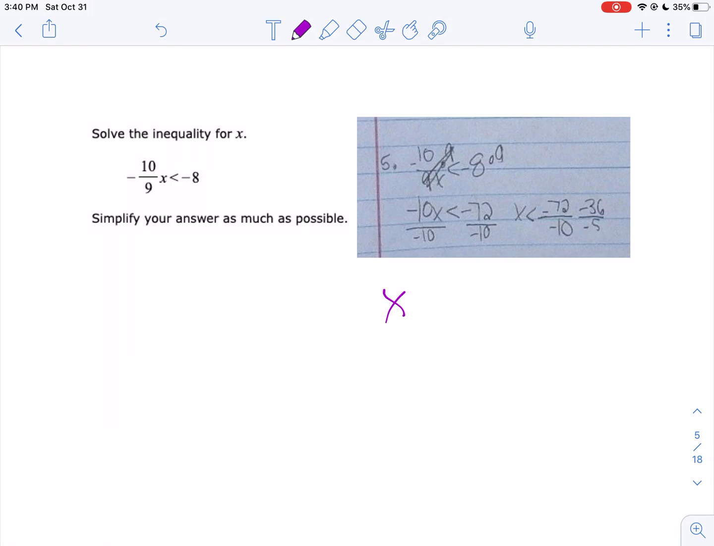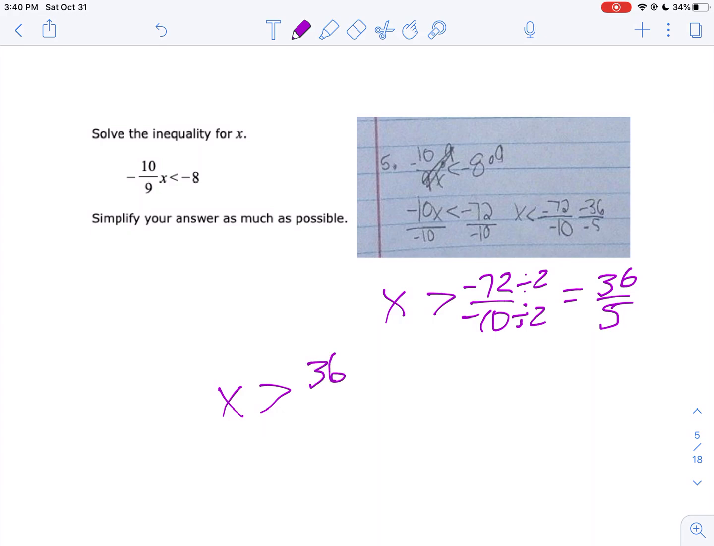So x is greater than negative 72 divided by negative 10. First, what's a negative divided by a negative? It's a positive. So if you divide the numerator and denominator by 2, it looks like what you did. You should have got 36 over 5. So just to clear that up, you should have typed in x is greater than 36 over 5. You had x is less than negative 36 over negative 5. Well, that's not simplified. A negative divided by a negative is a positive.